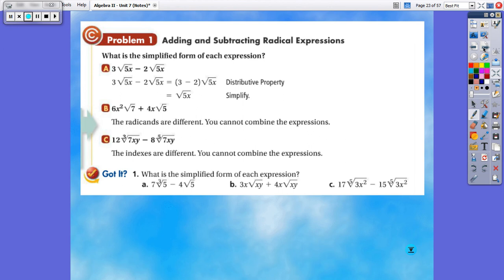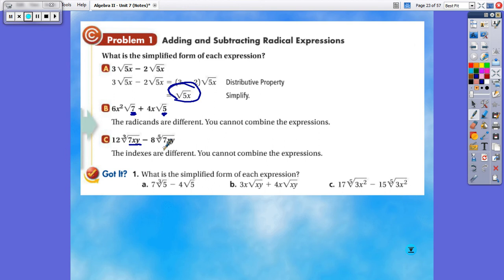In A, you're trying to find the simplified form of each one. So I have 3 square root of 5x minus 2 square roots of 5x. So that leaves me with 1 square root of 5x. In this example, we cannot combine these two because even though they're both square roots, I have the square root of 7 and the square root of 5. So this is the simplest form we can get.